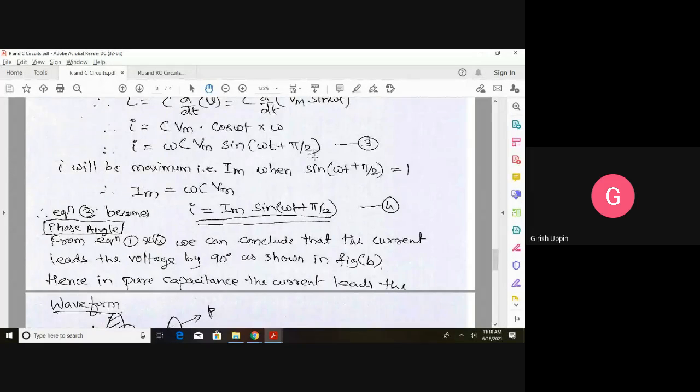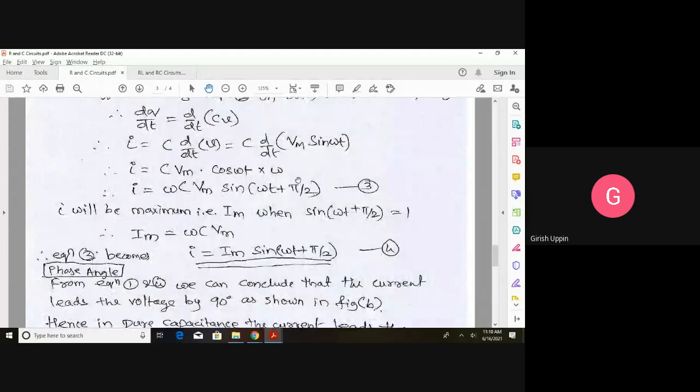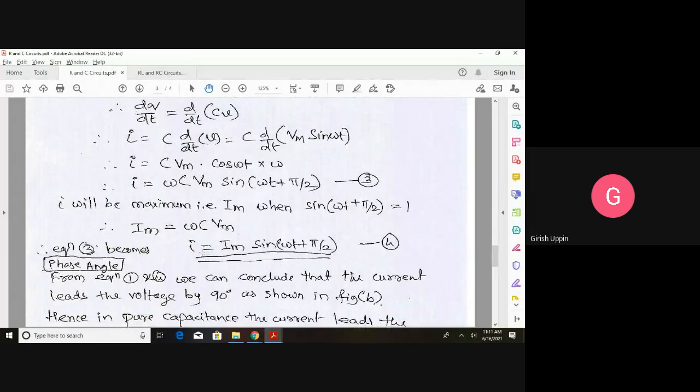Now if you remember, the maximum value that can be taken by this sine function is 1. So when this is 1, I is the peak value, that is Im is equal to omega C Vm. So in case of a capacitance, omega C into Vm represents the peak value of the current. Therefore we can write Im is equal to omega C into Vm, and the equation for the current is I is equal to Im sine omega t plus pi by 2.